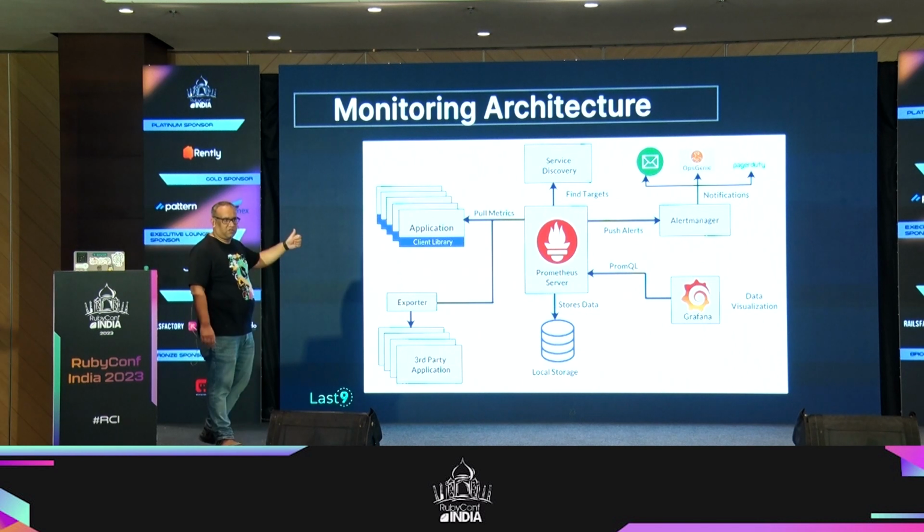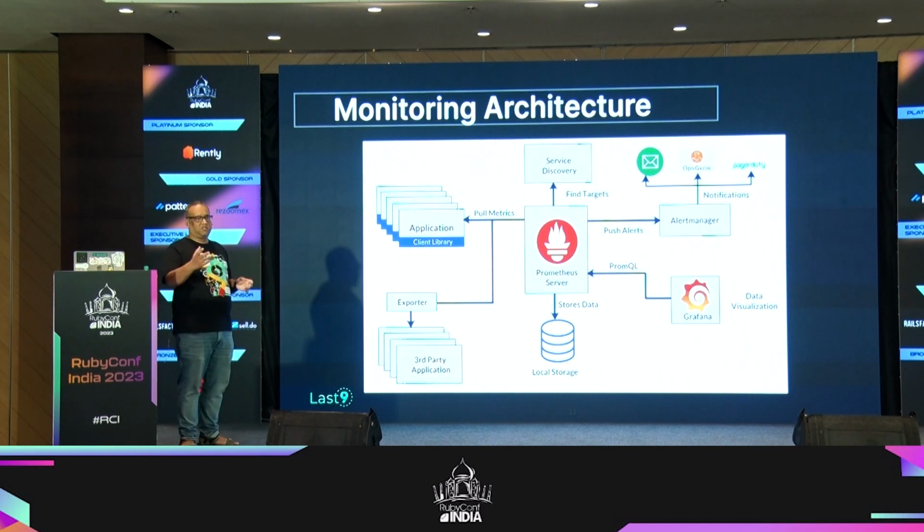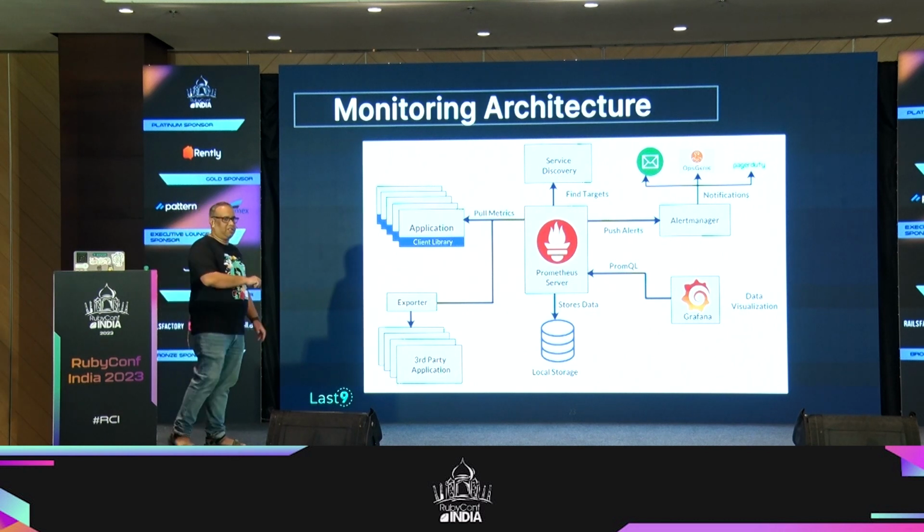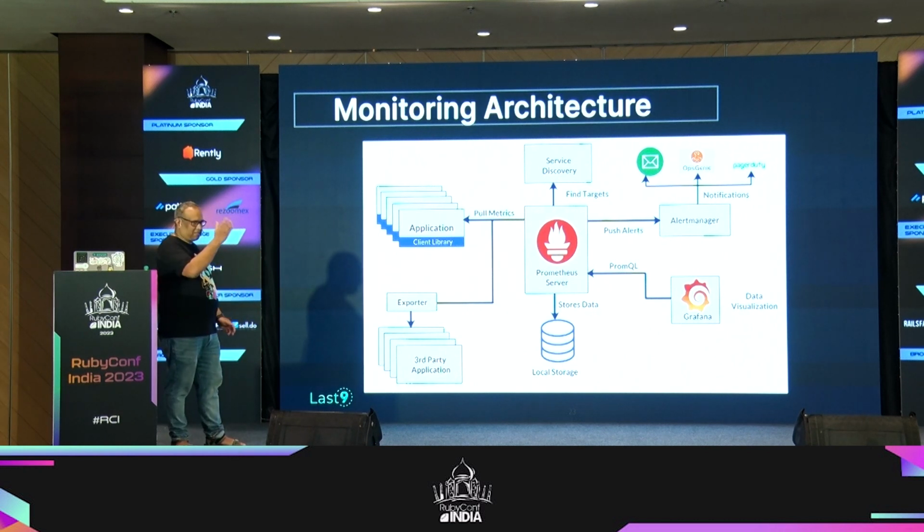For example, you have order service. Order service is running in 10 different servers. So it needs to dynamically understand if you're running 10, tomorrow I want to scale up to 20. Service discovery takes care of that part and figures out how many servers are running and scrapes the endpoints of each and every server and brings that data to its storage system.